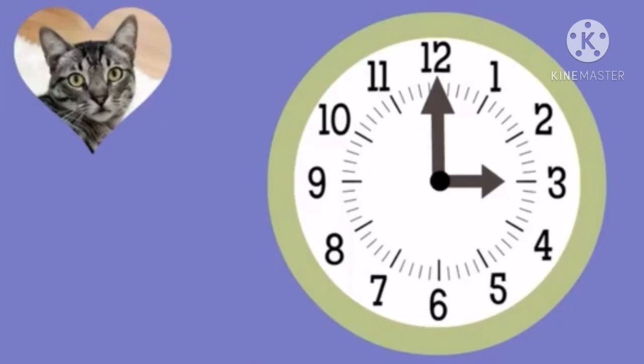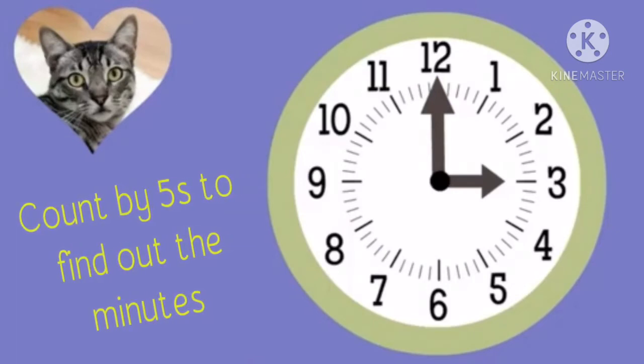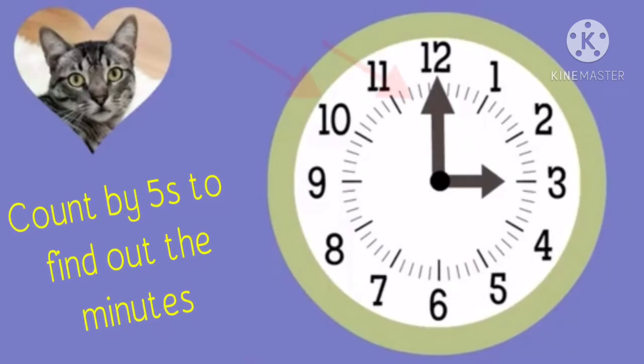We need to count by fives to find out the minutes. You'll see all of those little lines in between the numbers on the face of the clock represent 1 minute. To find out the minutes, we just have to count by fives around the clock, starting at the 12. When the minute hand is at the 12, that means 0 minutes.